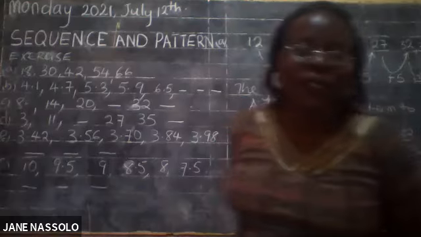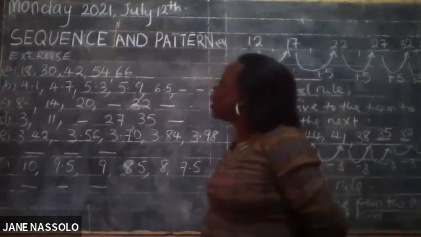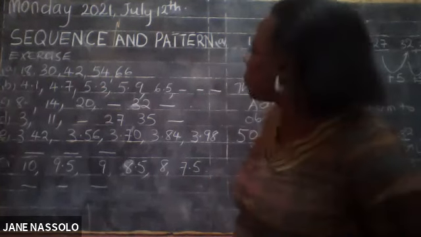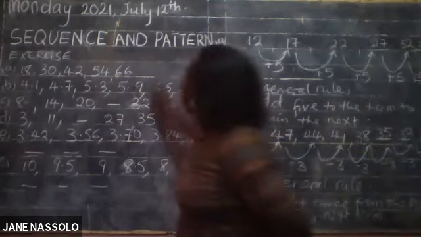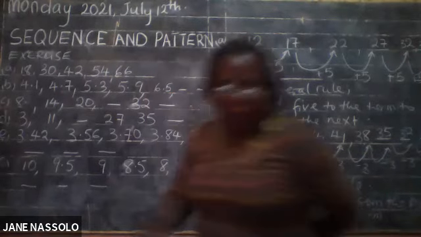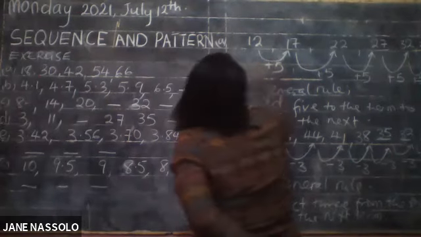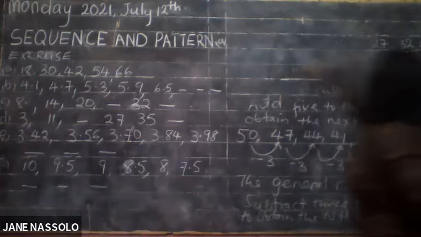Thank you. So, have we been able to get the next 3 terms in the sequence given? We need to first get the general rule. We need to establish what is being done.